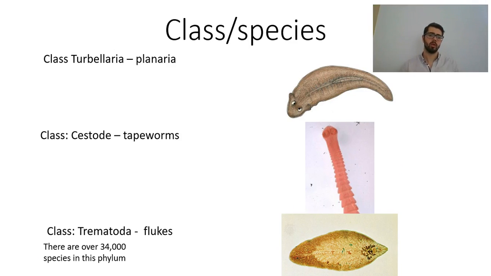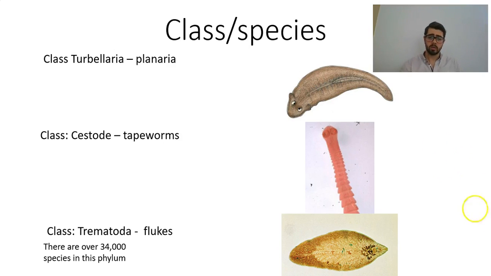within Platyhelminthes. We see the class Turbellaria, which is the planarians. We see class Cestoda, which is the tapeworms. And then finally we have class Trematoda, which are the flukes. There are more than 34,000 species in this phylum, which is worth adding in there.